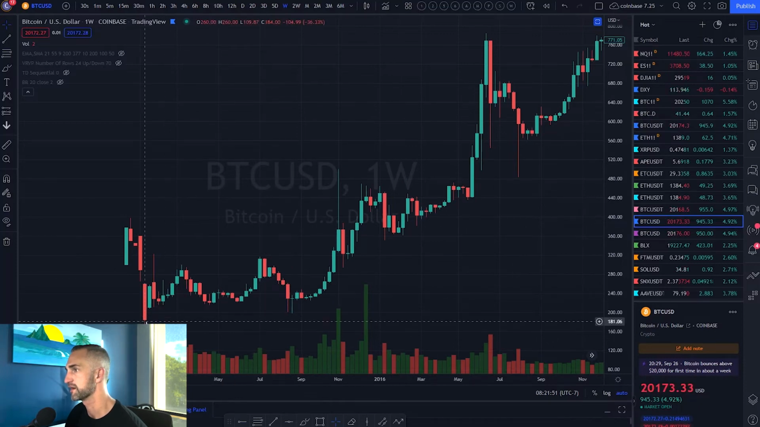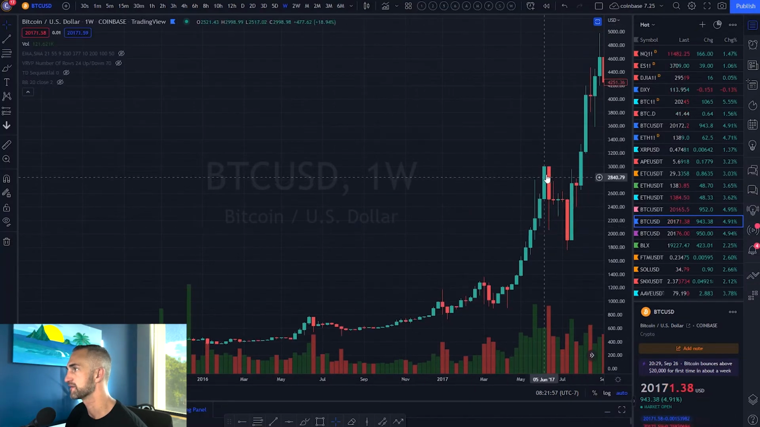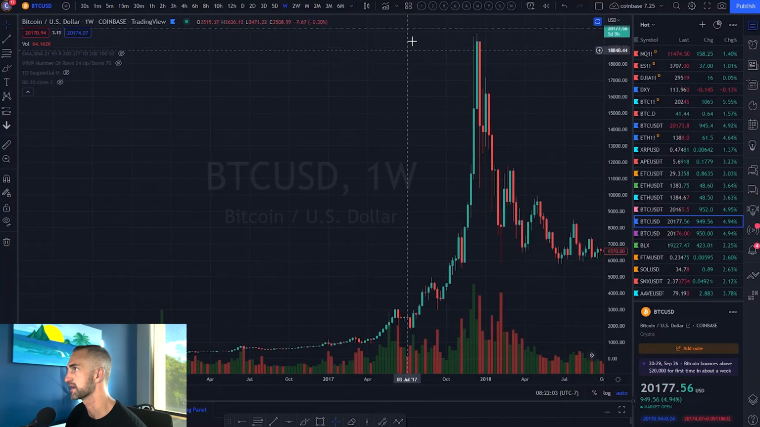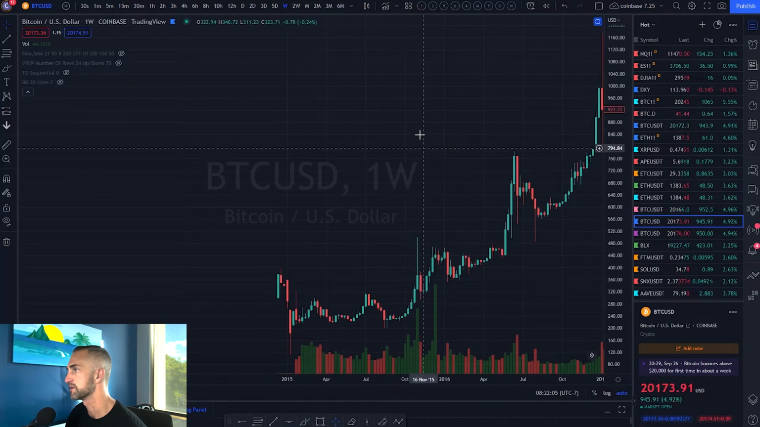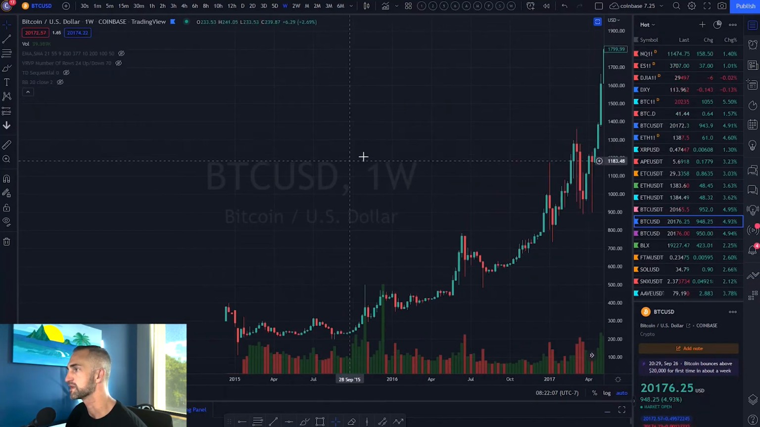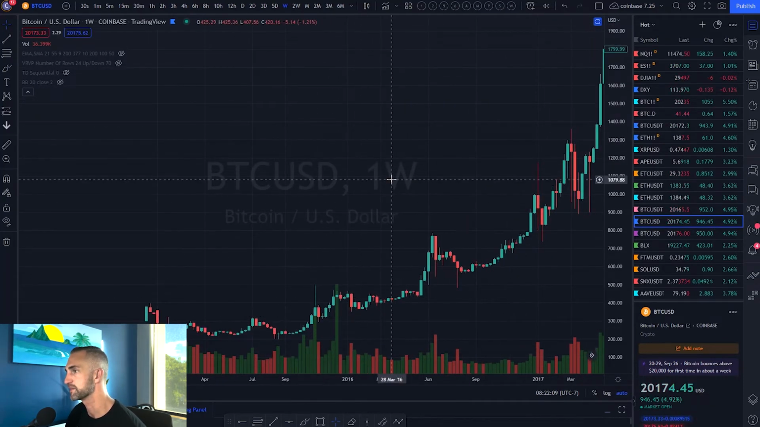Bitcoin ran from the low of 180 to 770. Really didn't even have a pullback until I think $20,000. So identifying that weekly trend is key for Bitcoin's price action.